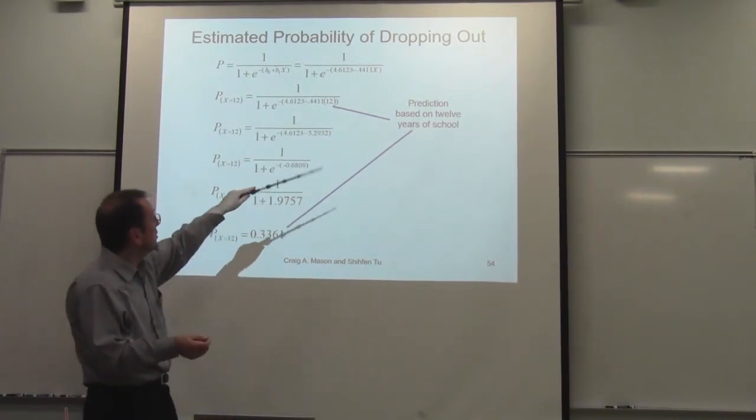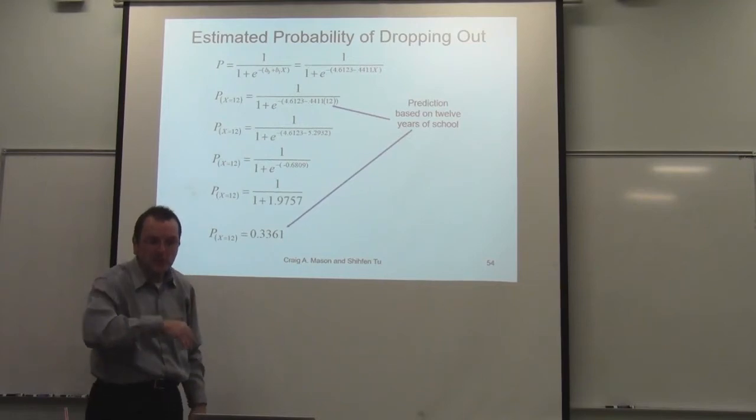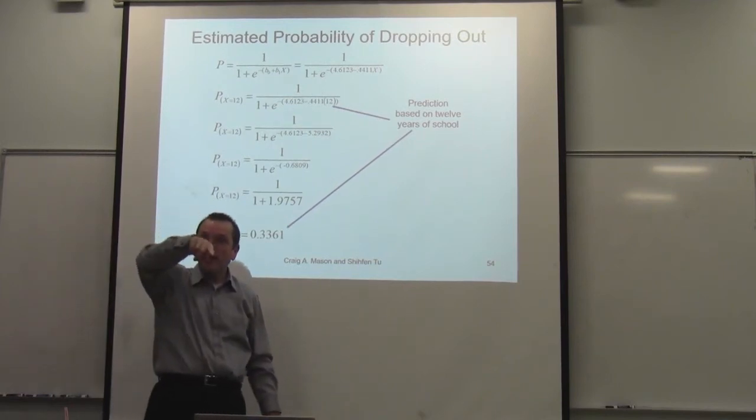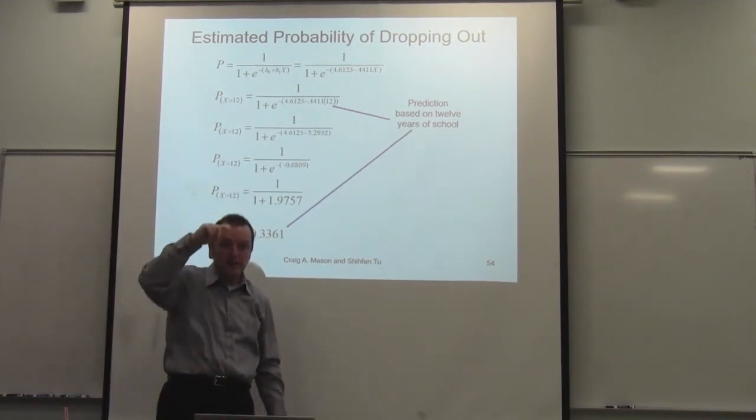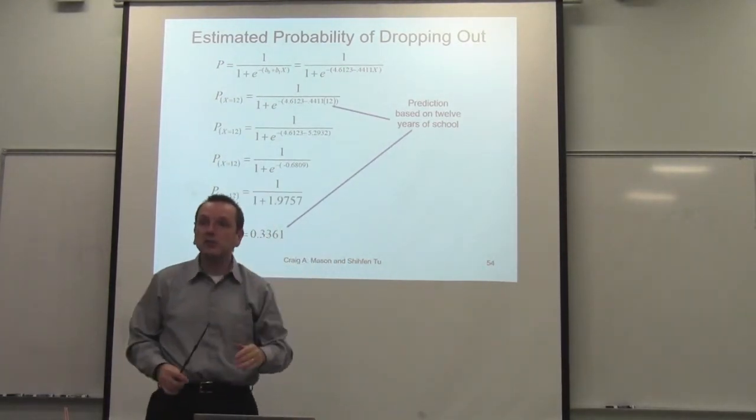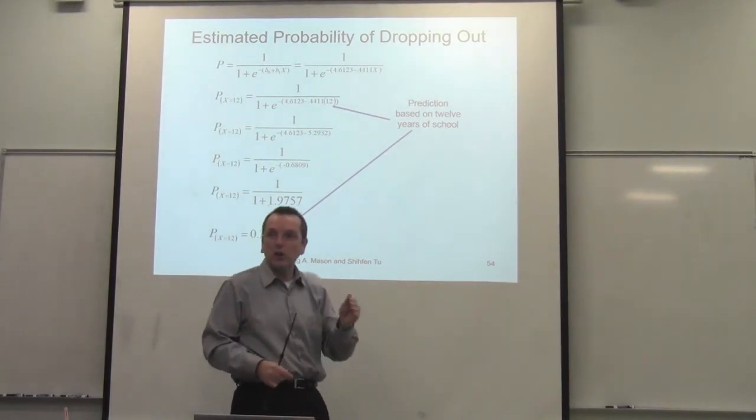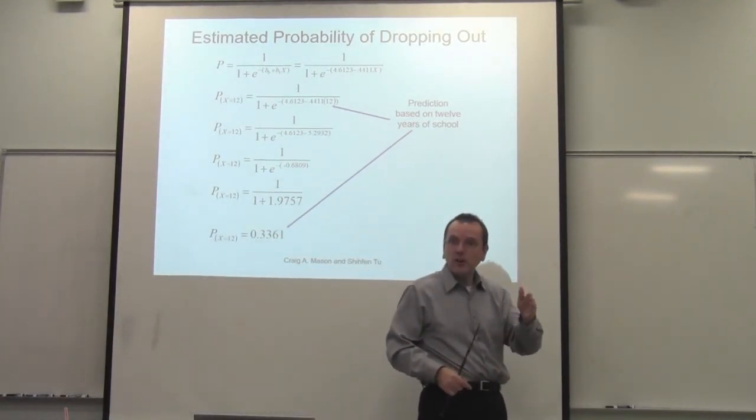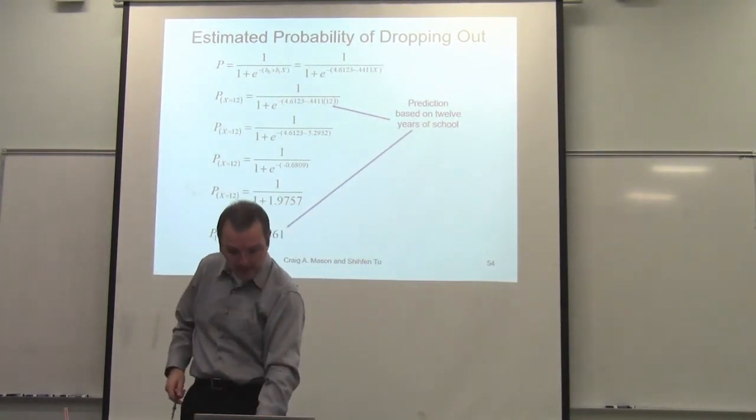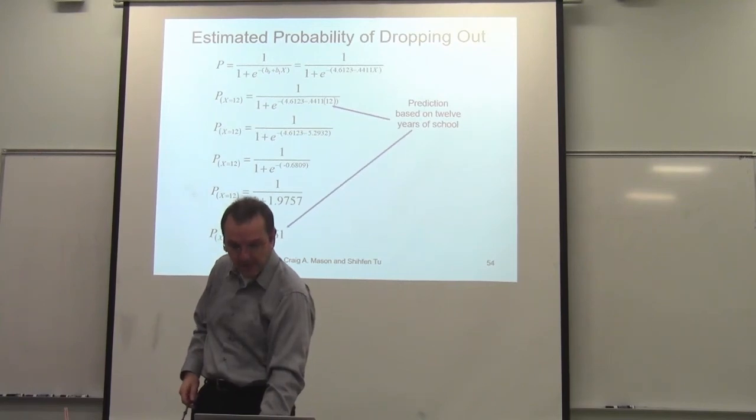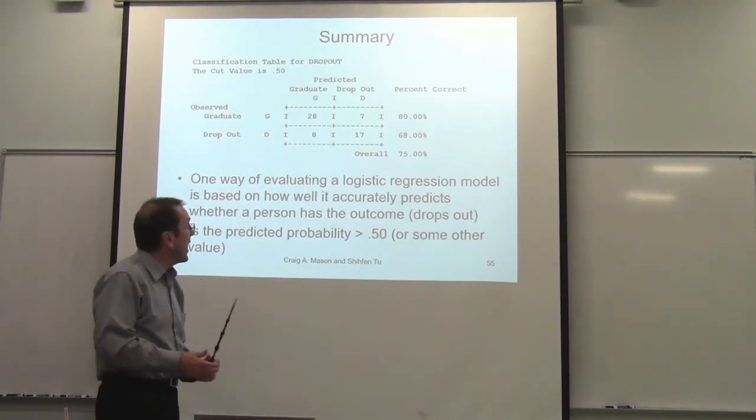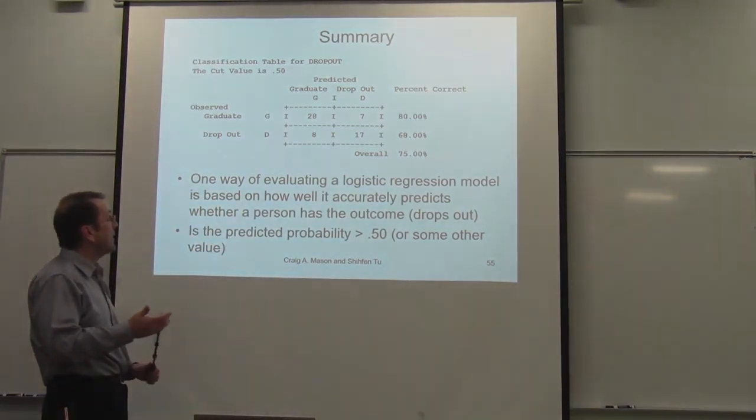Okay? So you can do that, and you can see, if we start to run out of time, how you could plug in all sorts of different values and create a graph, a figure of those probabilities for different values, to get a sense of not just the odds ratio that tells you the effect of increasing risk, but also the overall probabilities across the whole range. Another way of evaluating a logistic regression is based on how well it accurately predicts.